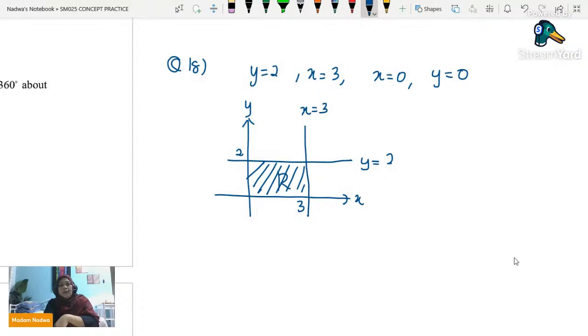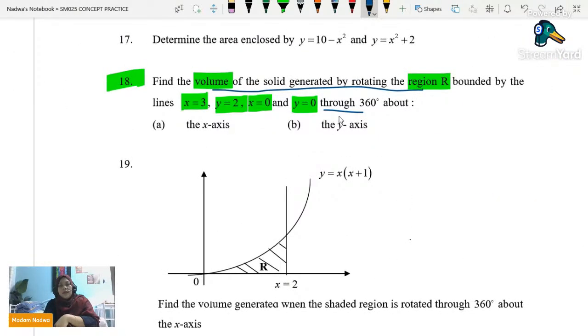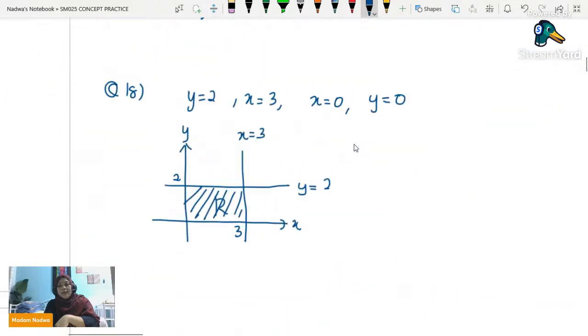Okay. So this is our graph that we have from question 18. And it says find the volume. Dia rotate through 360 degree about. So apa yang membezakan soalan A dengan B adalah satu tu dia nak volume with respect to X axis, satu tu dia nak volume with respect to Y axis. So formula lah yang membezakan dia.